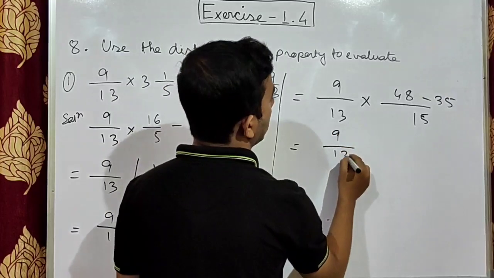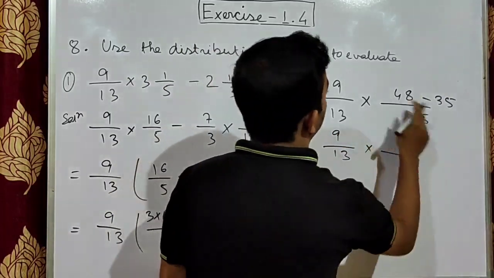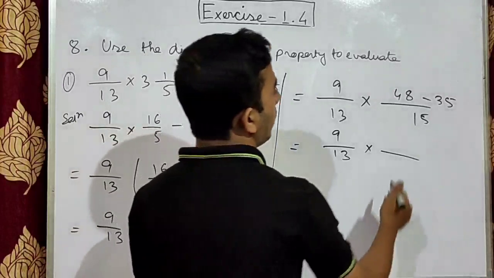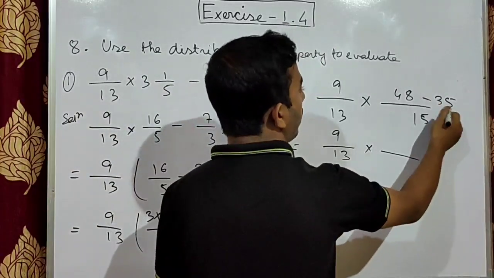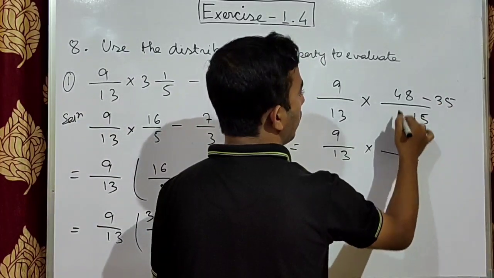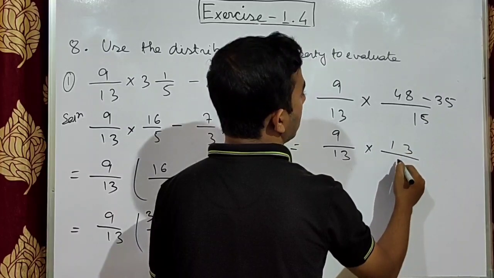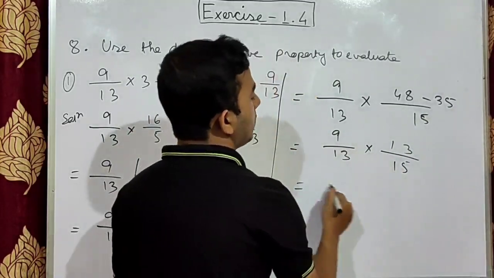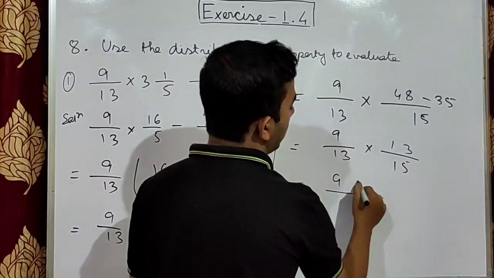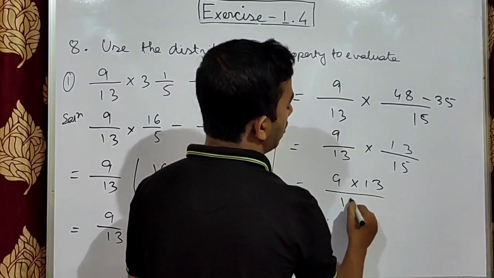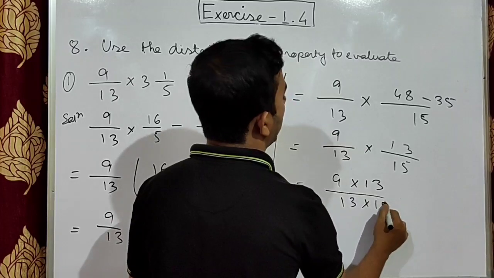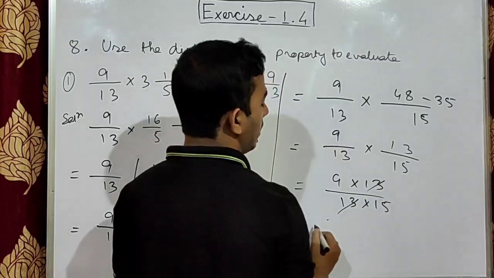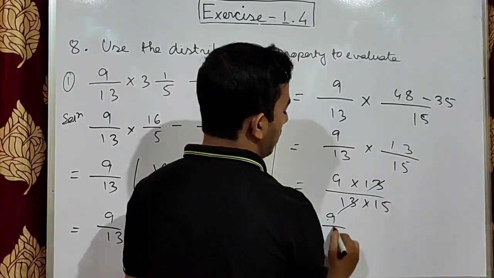Again 9 by 13 into, if we subtract 35 from 48, it will be how much? 3. 8 into 5 is 3 and 4 into 1 is 13 by 15. Now numerator multiply. So multiply is very easy, right? Just multiply numerator with numerator, denominator with denominator. But one thing here, we can cancel this 13, right? So our fraction will be 9 by 15.